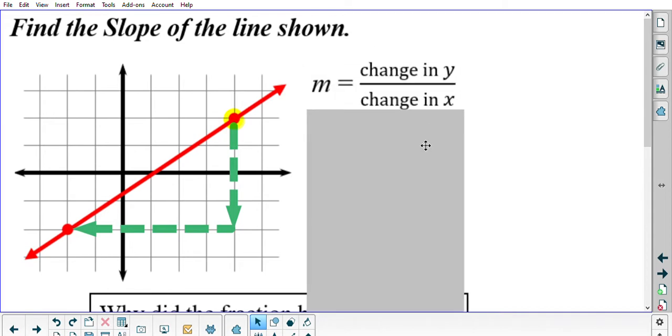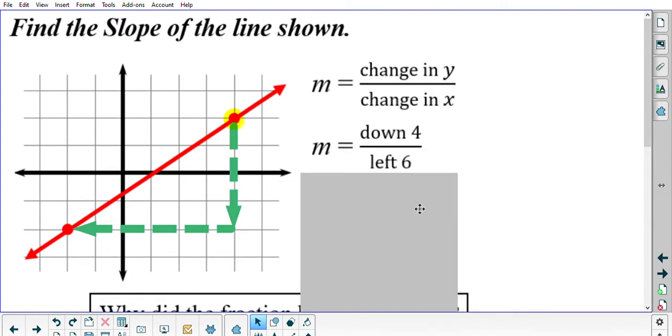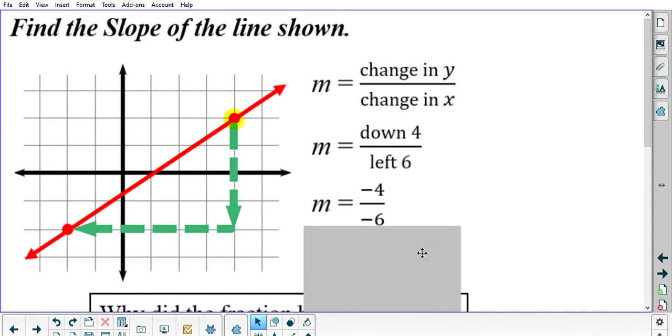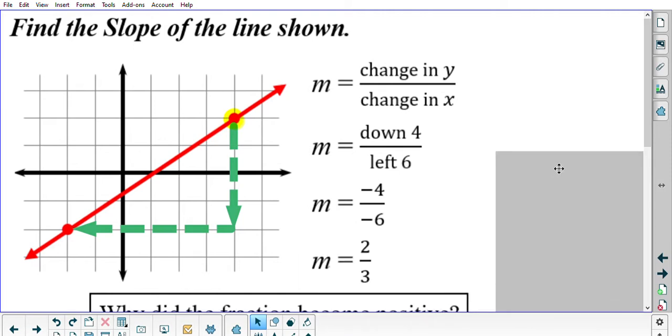And so again, the definition of slope is change in y over change in x. So the change in y would be down 4. The change in x would be going left 6. But when you go down 4, that's a negative 4. When you go left 6, that's a negative 6. But this is still going to equal positive 2/3.